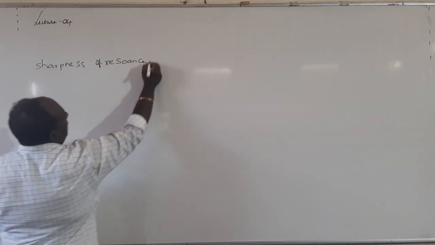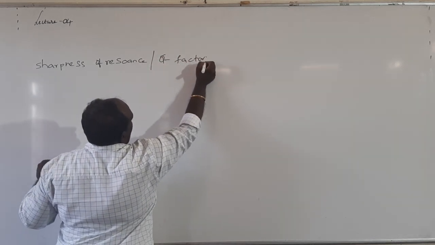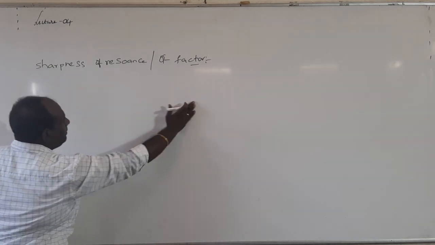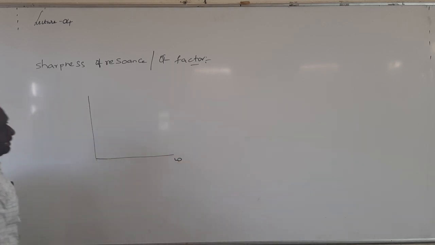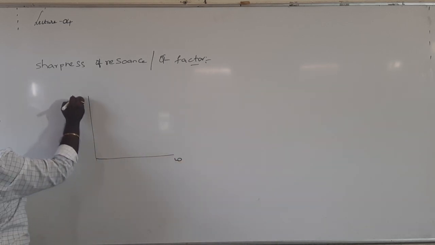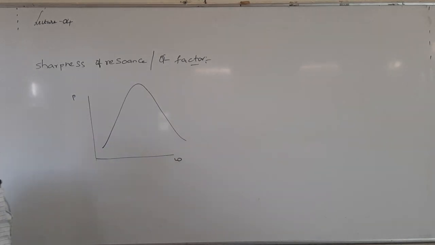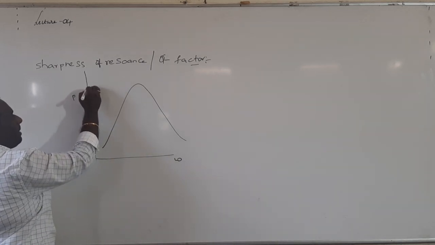Sharpness of resonance, or we can say Q factor. I am going to draw a graph between power drop and angular frequency omega. This is power. So if you draw a graph, we are getting a curve like this. Power drop in the circuit is maximum.